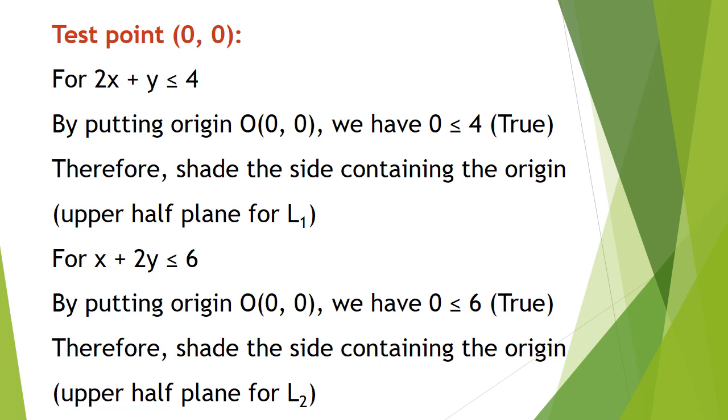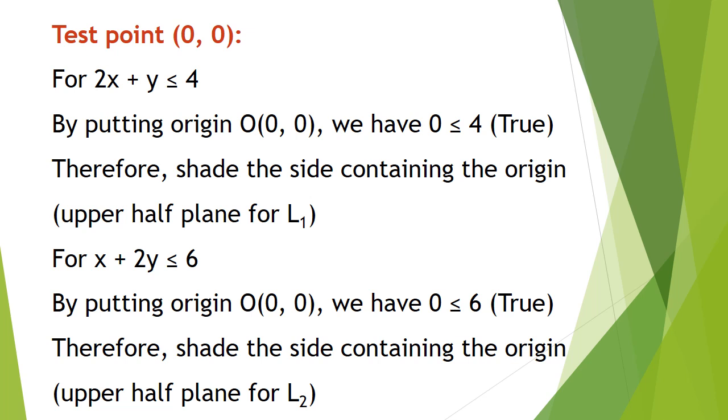For this, the next step is to find the test point for both of the inequalities. As I told you before, students, the test point is the origin. So we have to put x equals 0 as well as y equals 0. First, we will take the first inequality, that is 2x plus y is less than or equal to 4. I replace x and y with 0 and I get the statement 0 is less than or equal to 4, which is a true statement.